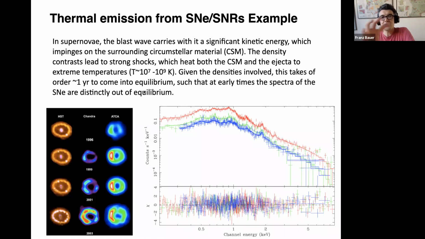And so at early times, the supernovae are actually out of equilibrium, and it is a pain to calculate what the spectrum is going through because the processes of emission and absorption are interplaying, and you haven't fully ionized the region, and so it's sort of complicated.